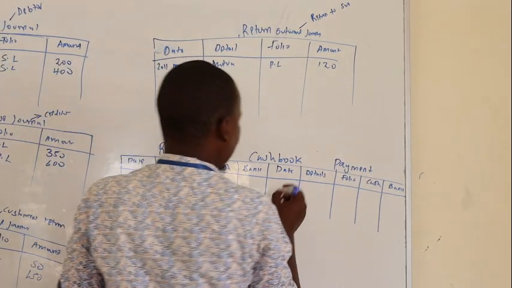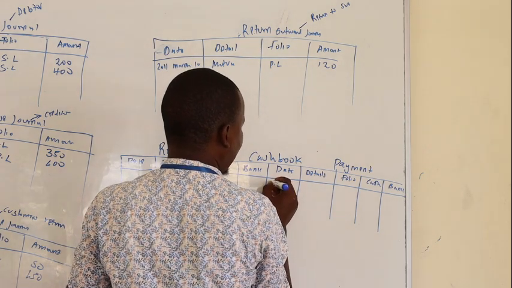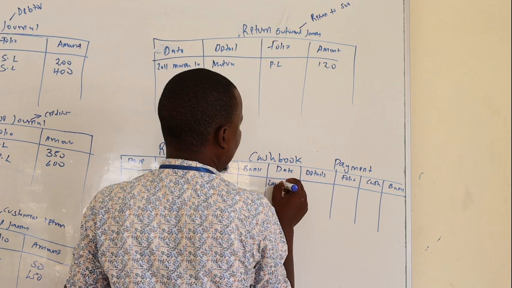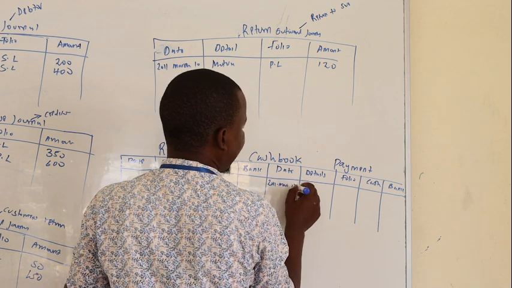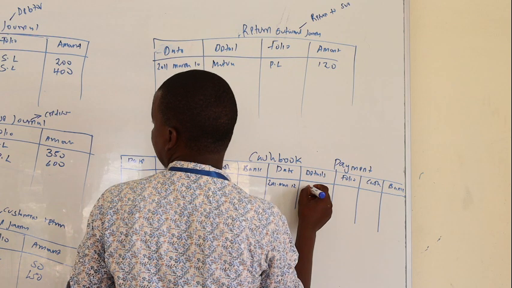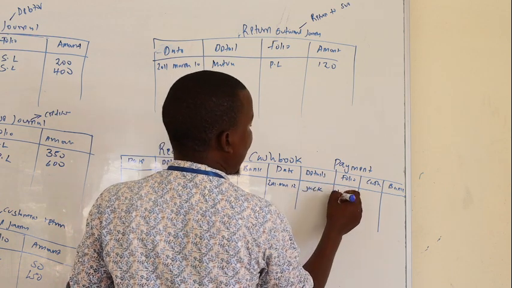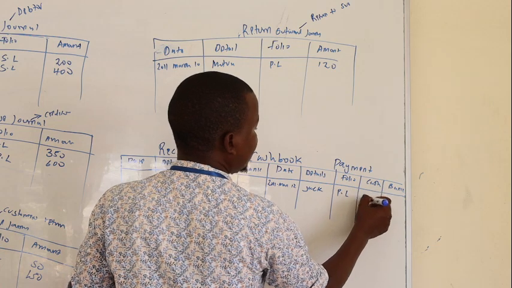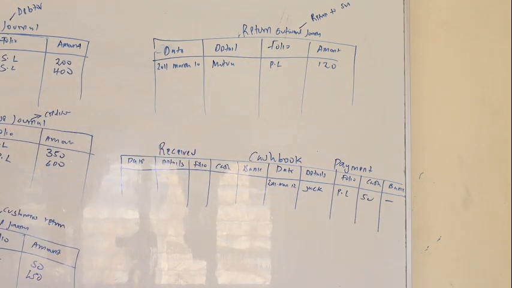So tarehe 12 it is March 2011. March tarehe 12 we paid somebody by name Jack out of a purchase ledger and we paid by cash shillings 50. That's how you record. Dig in there.